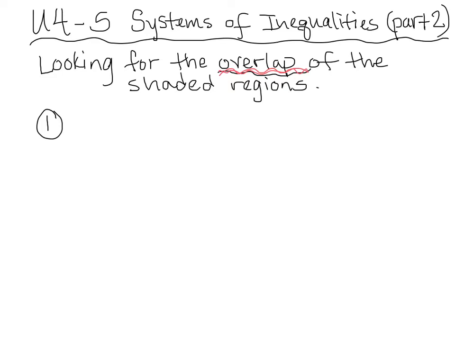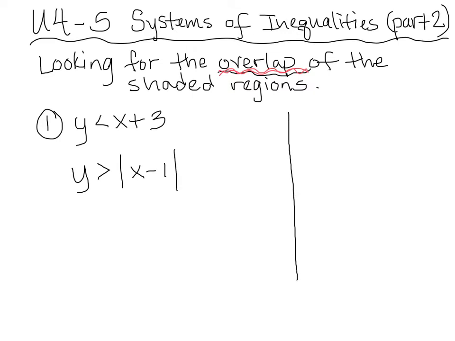Let's go ahead and look at this first example, and I'm going to include an absolute value function. So the first inequality is y is less than x plus 3. And the second, this is our absolute value inequality: y is greater than the absolute value of x minus 1. Okay, and let's make a grid off to the side.